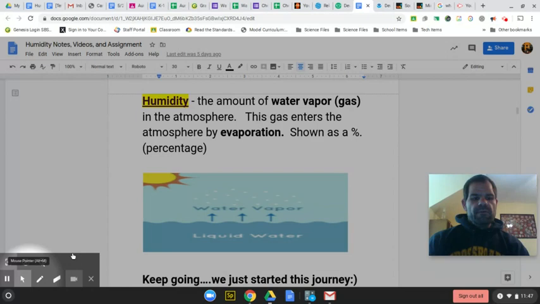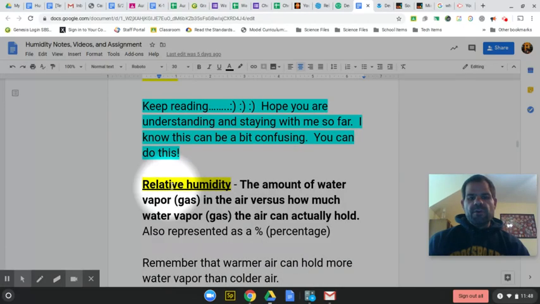Now, there's also something called relative humidity. Basically, relative humidity still has to do with the amount of water vapor that's in the air. However, now it's a ratio or a comparison of how much water vapor there is to how much the air can actually hold. And how much the air can hold depends on the temperature of the air. Warmer air can hold more water vapor than colder air can. So we go from humidity to relative humidity.